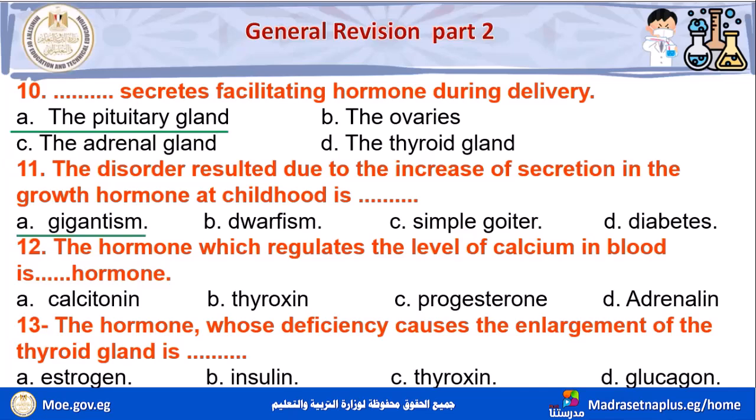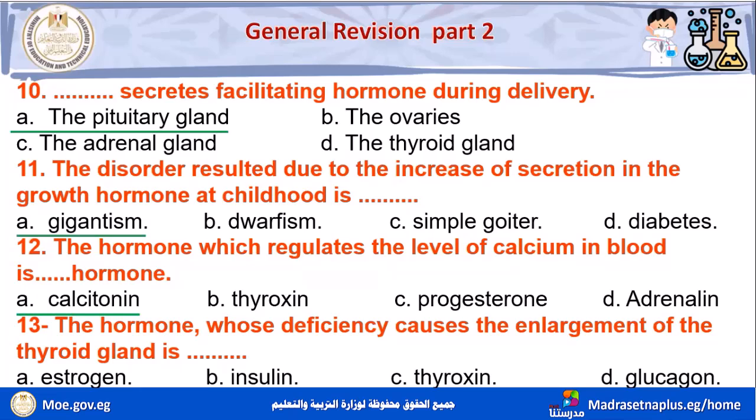Question number 12. The hormone which regulates the level of calcium in blood is space hormone. Letter A, calcitonin. Letter B, thyroxine. Letter C, progesterone. Letter D, adrenal. The hormone which regulates the level of calcium in blood is calcitonin hormone.